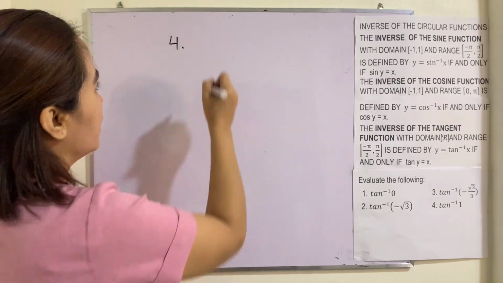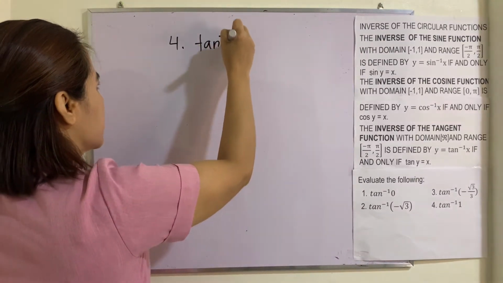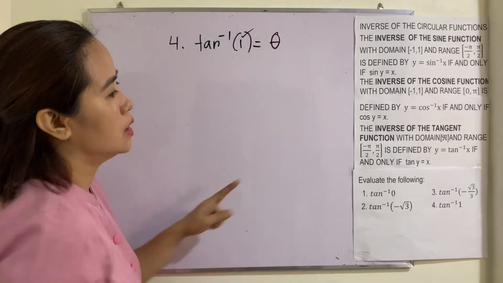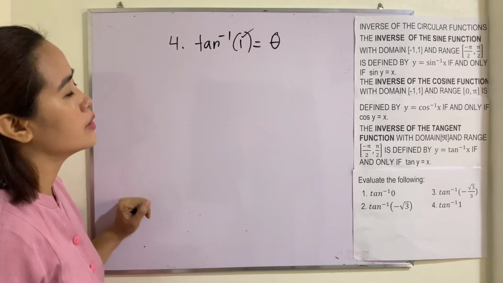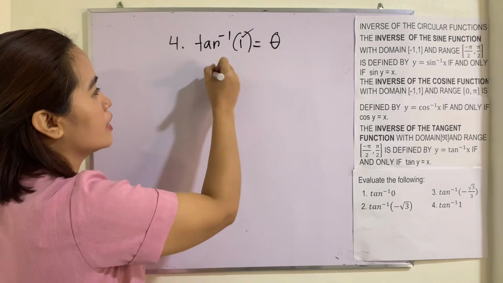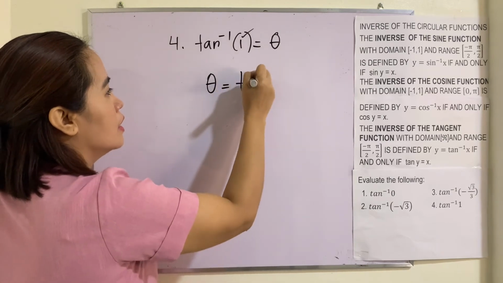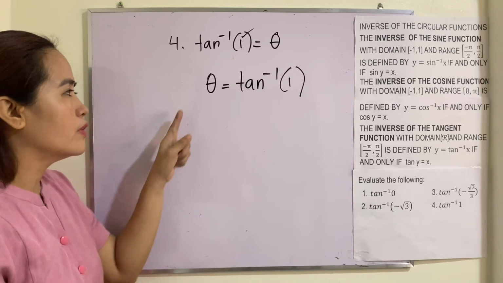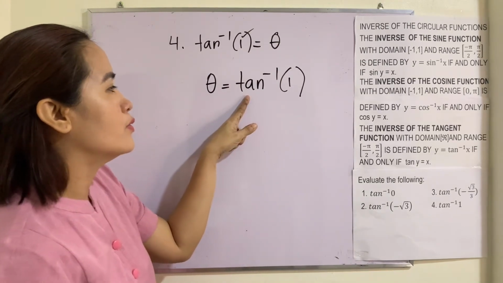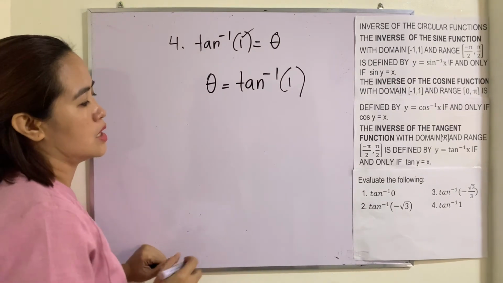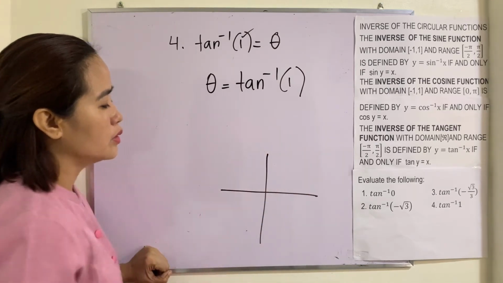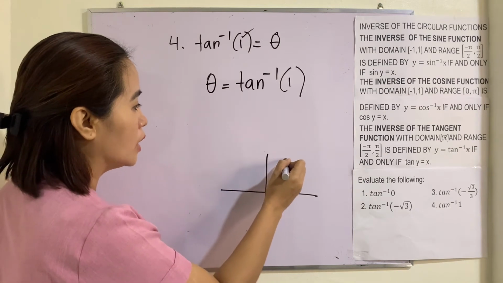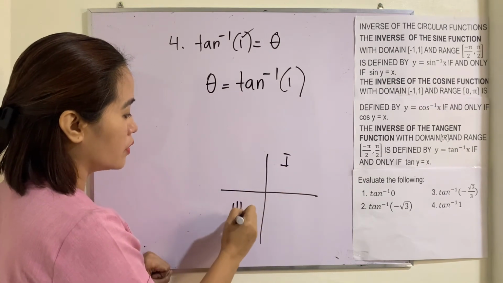Example number 4. We have arctan 1 equals, of course, theta. So, 1 is included in the domain, negative 1 to positive 1. So, therefore, we can get a value of theta, arctan 1. So we have to look for the value of the angle in which the tangent function is equal to 1. If I will be illustrating it again, this one is quadrant 1 and quadrant 3.